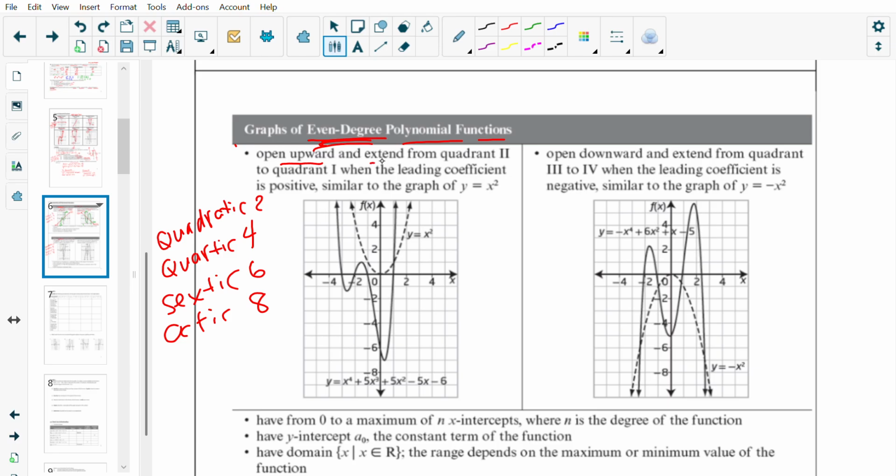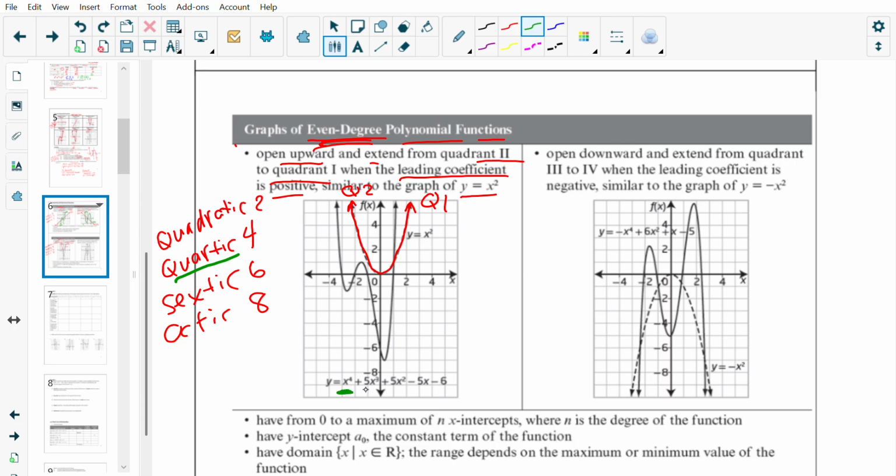Graphs of even degree polynomial functions open upward and extend from quadrant 2 to quadrant 1 when the leading coefficient is positive, similar to the graph of y equals x squared. So I use y equals x squared because we used the quadratic function. We studied quadratic functions the entire course in Math 20-1, right? So we're familiar with what a quadratic does. A quadratic function looks like a U shape, or a smiley face, opens up or down. In this case, when the lead coefficient is positive, it opens up. It starts in quadrant 2, ends in quadrant 1.